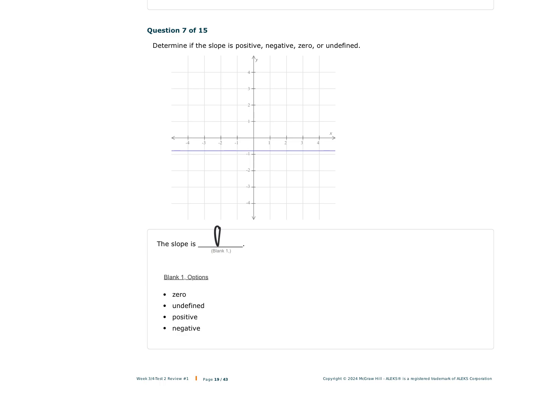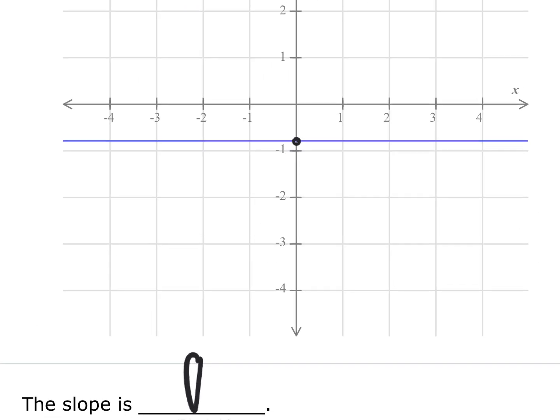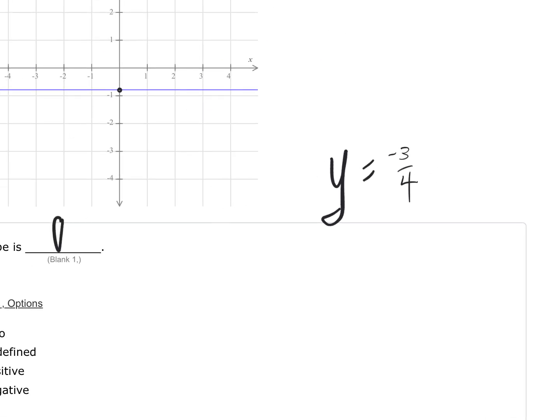So when it doesn't have a slant, so like either a vertical line or a horizontal line, it just is going to have 1 variable in the equation. This one is y equals, and the number, we'll just call that negative 3/4. But when it's just a horizontal line, the equation is just y equals a number.